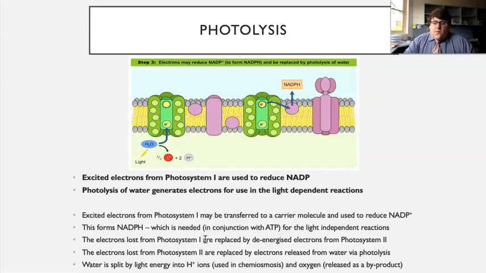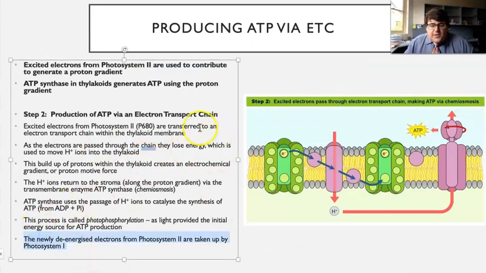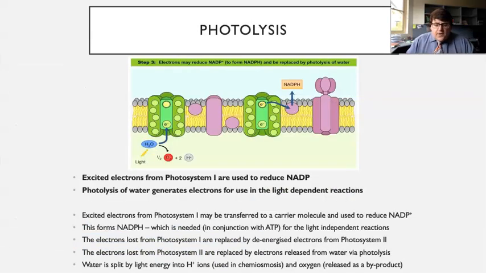Okay. Now, once the electrons from photosystem 1 are transferred to these carriers, we need to replace them, and we replace them with de-energized electrons from photosystem 2, so that's where we talked about these de-energized electrons here, once they've gone through ATP synthase, etc. Okay, we're replacing these back into photosystem 1. Once they're lost, they're replaced by electrons released from water via photolysis, so we're keeping these electrons replaced constantly. Water is split by light energy into hydrogen ions, which we use in chemiosmosis, and oxygen, which is released as a byproduct.